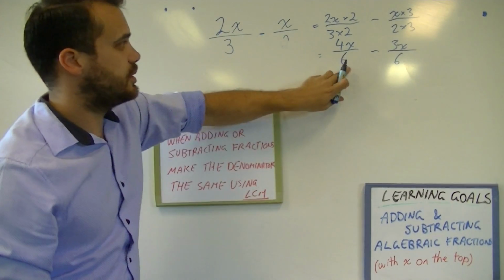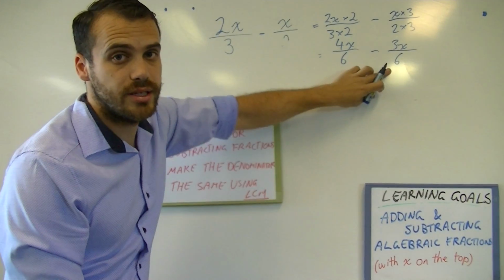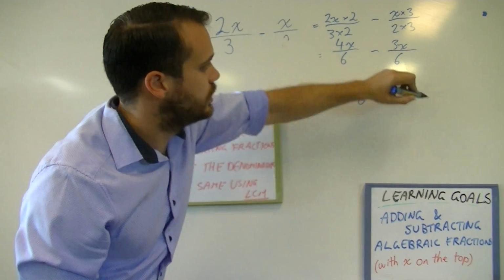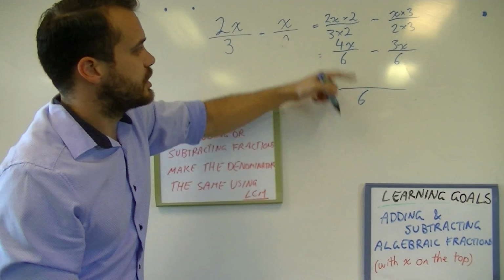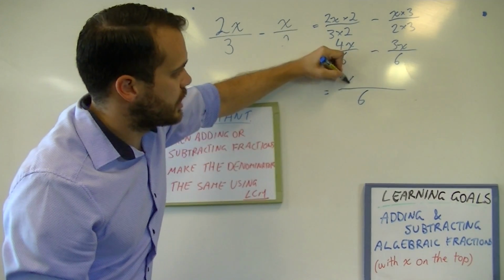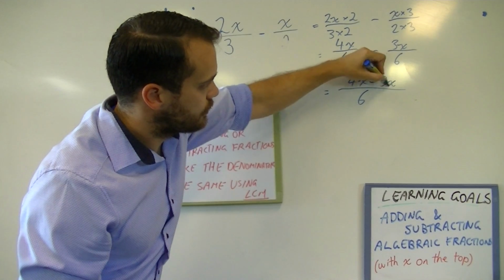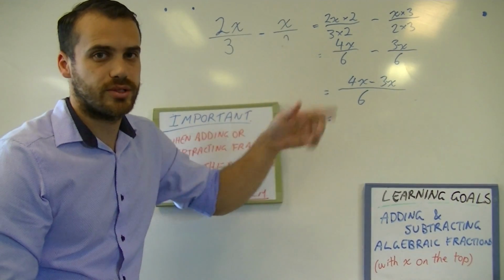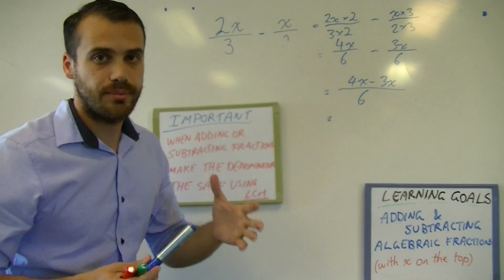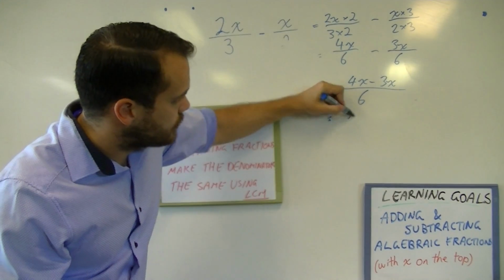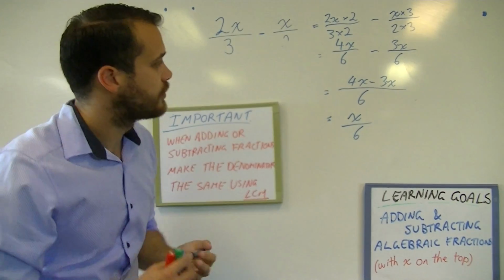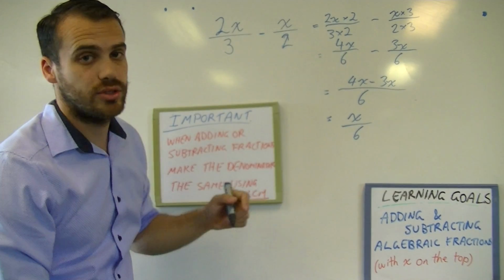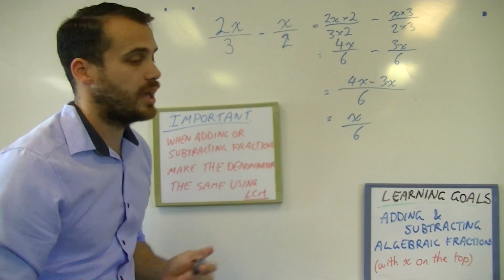Now if we keep looking at this, we've got common denominators now, so we can put them all over one fraction. So it's going to be all over 6, 4x minus 3x. Okay, 4x minus 3x, 4 minus 3, that's going to be 1x. We can simply write 1x as x. So our final answer, 2x over 3 minus x over 2 is going to be equal to x over 6.